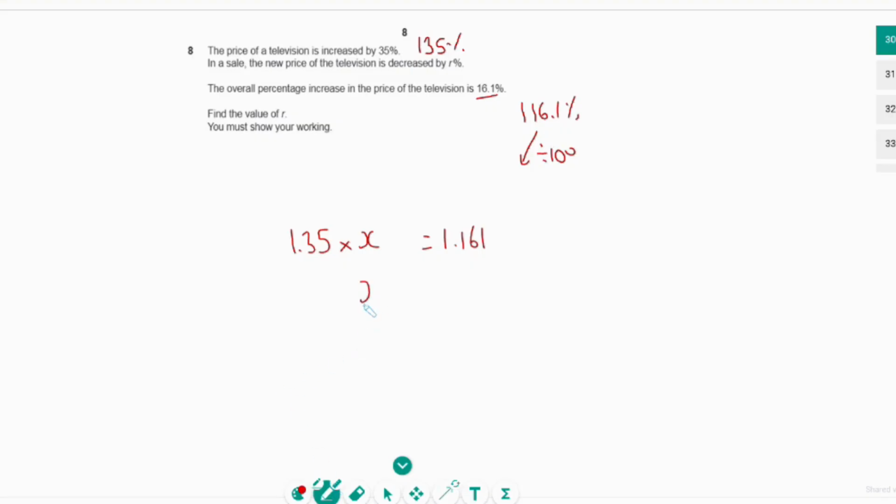Anyway, let's get X now by dividing both sides by 1.35, which is 0.86. Now that's my multiplier. Let's times it by 100. 86% of something though is a decrease from 100%. What's our decrease from 100%? Well, 100 minus 86 is 14%. So that is the decrease R.